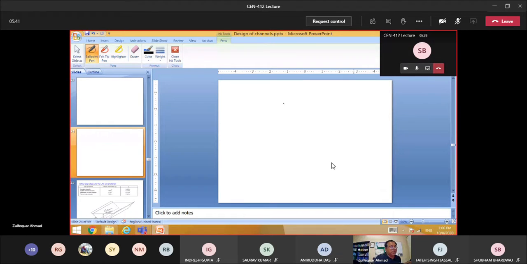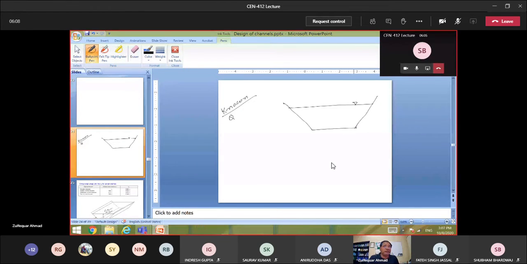Let us say I am taking a general case, a trapezoidal channel, right? And this one is the water level. In this case, the known parameter is for how much discharge we have to design it. So we know the design discharge. Whether we have to design for 100 meter cube per second, 300 meter cube per second, or 50 meter cube per second, that is known to us.